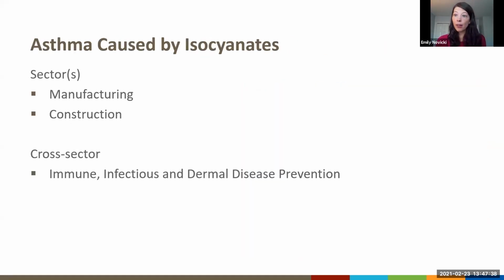And in this case, the cross sector is a lot more straightforward. We're doing a lab study. It's about work-related asthma. Immune infectious dermal is the place to be. But which sector? So then you ask yourself, where is this a big issue? Who is exposed to isocyanates? And so we know that's most likely construction or manufacturing.